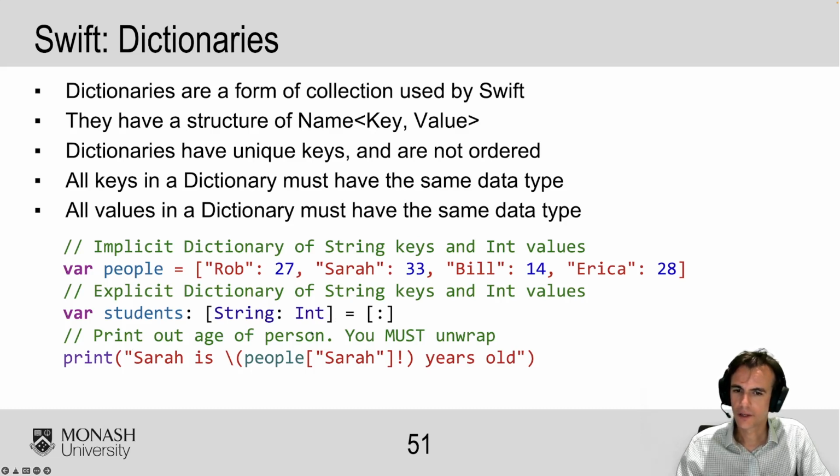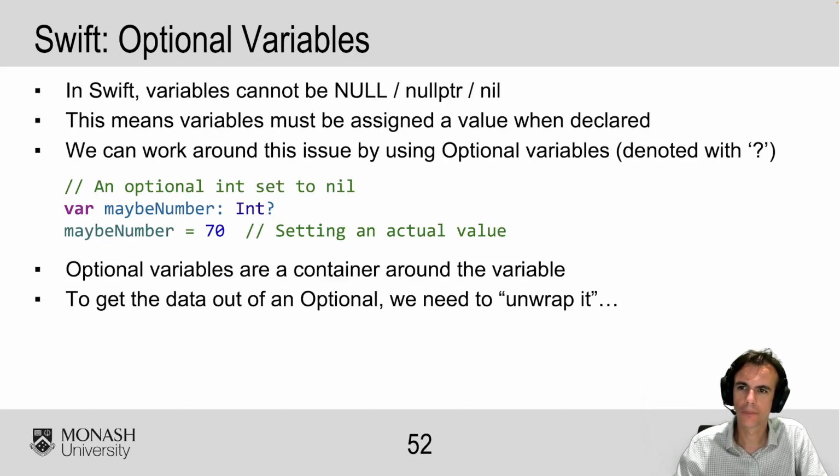Now, you can access a particular value by giving the name of the variable, in this case people, and the key, Sarah, and we would expect the value 33. And we've done this by printing out a string. Now there's something we haven't seen yet here, which is this exclamation mark, and this syntax is for unwrapping a variable. Okay, so what is unwrapping?